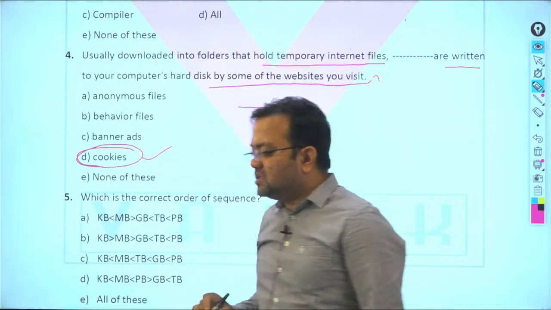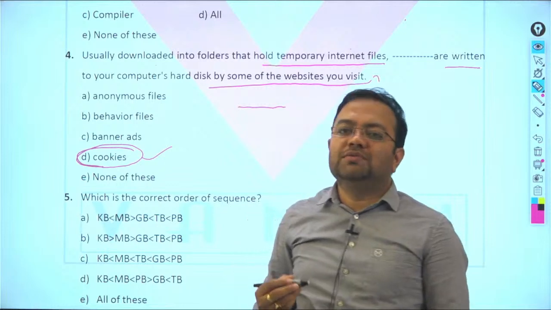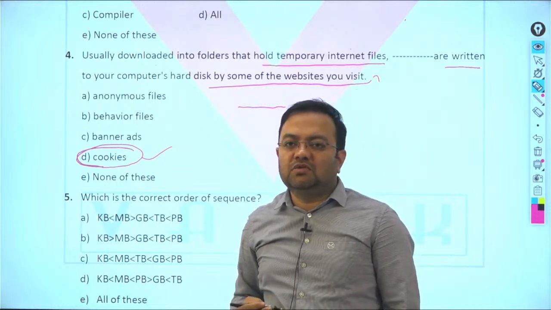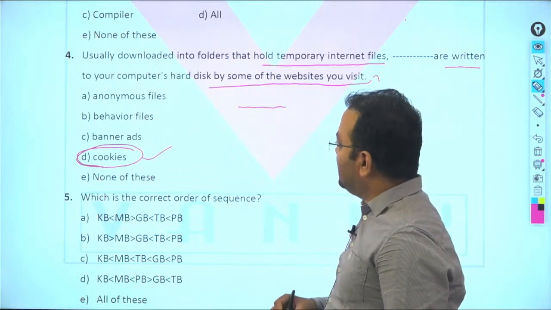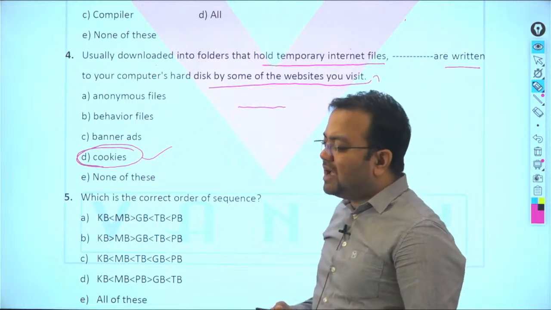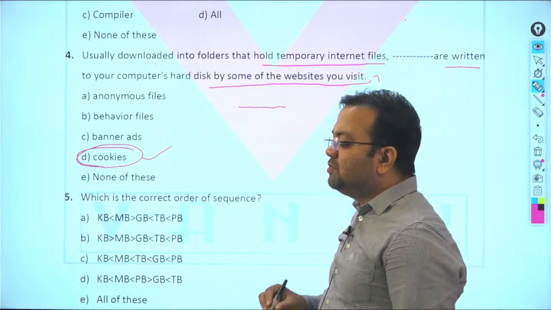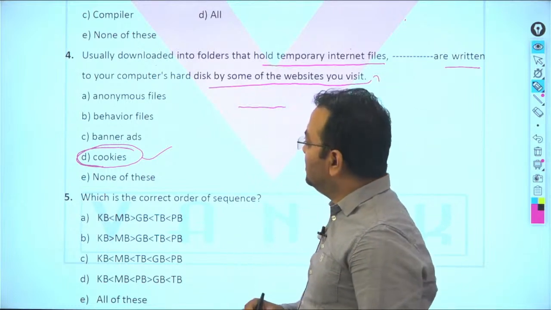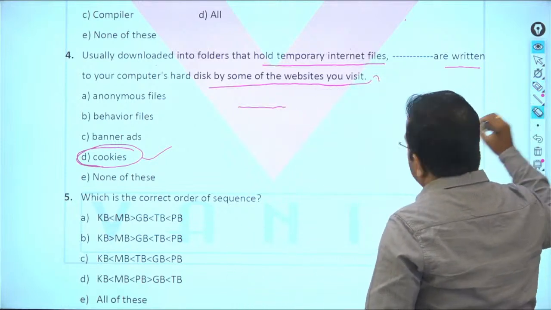So cookies are temporary files relevant to websites and web pages. When the user visits a particular website or web page, this temporary file comes to your computer hard drive with the permission of acceptance, and when it is entered into the computer system, this temporary file is known as your cookies. So question number 4, your answer is D. Then goes to question number 5.